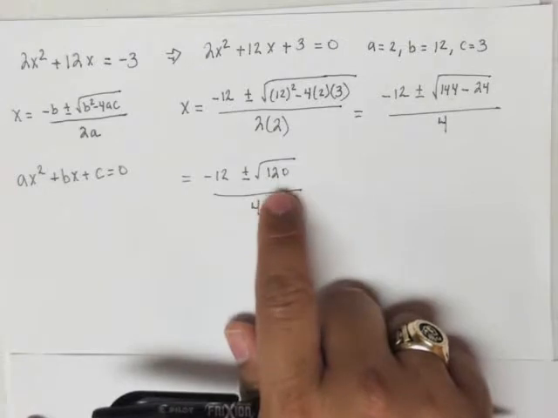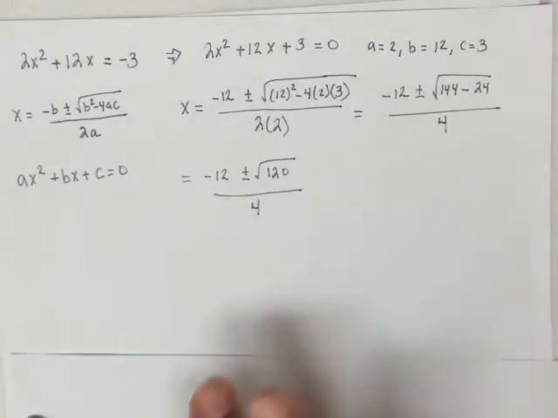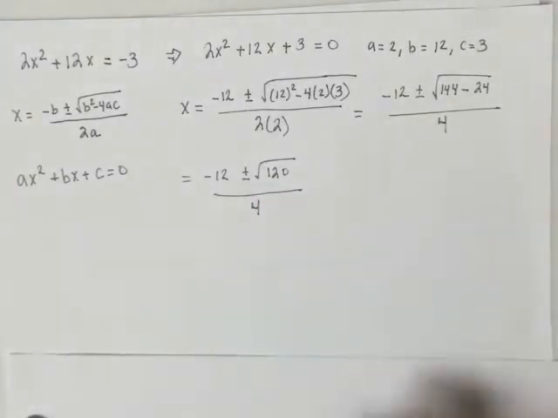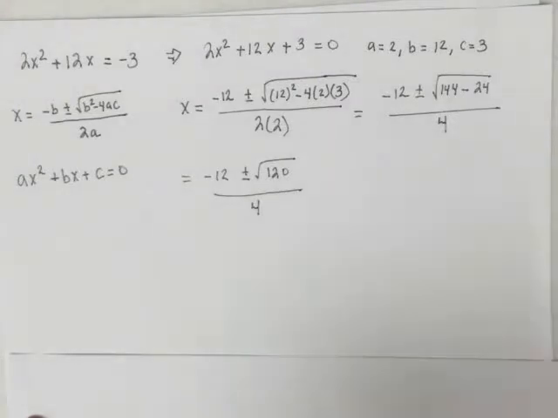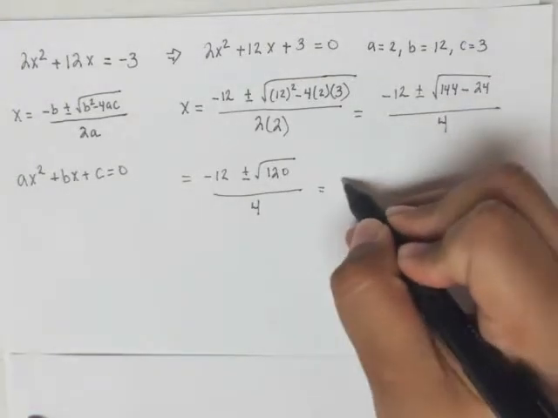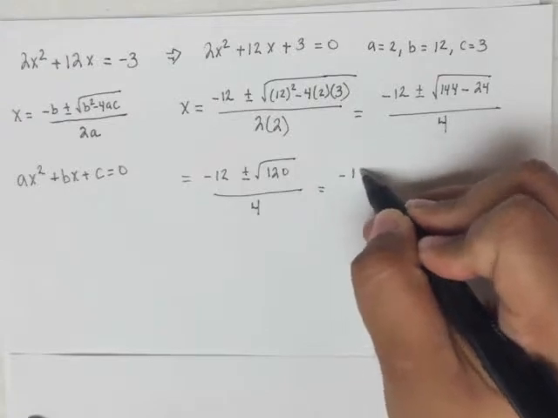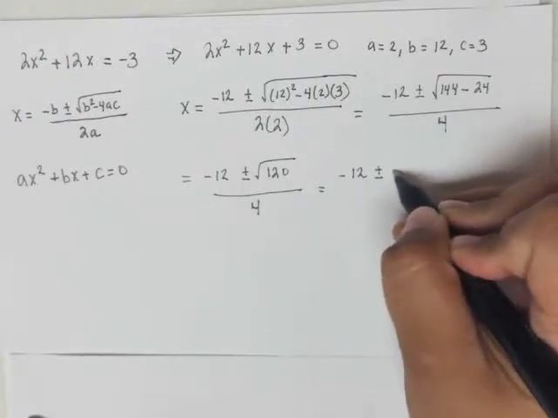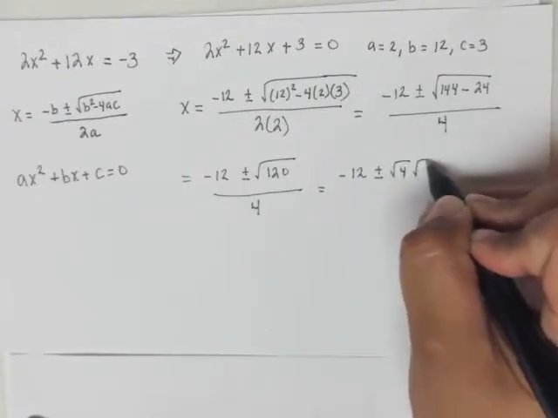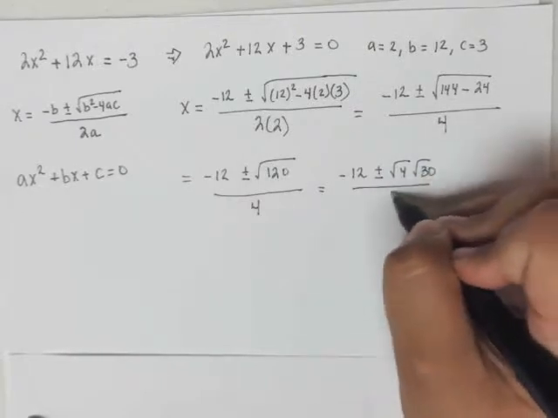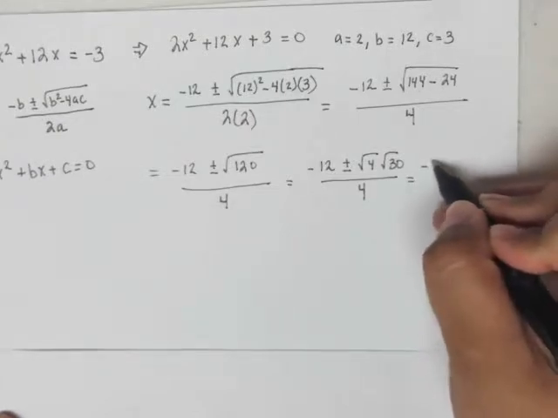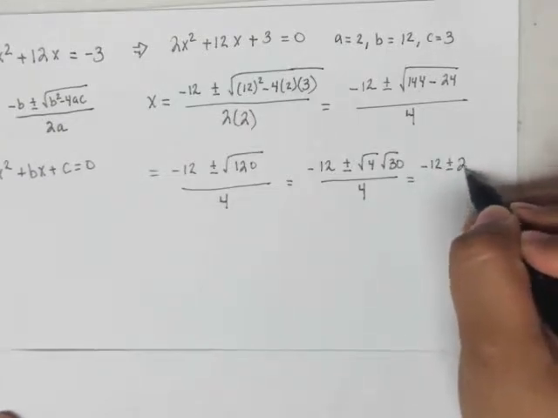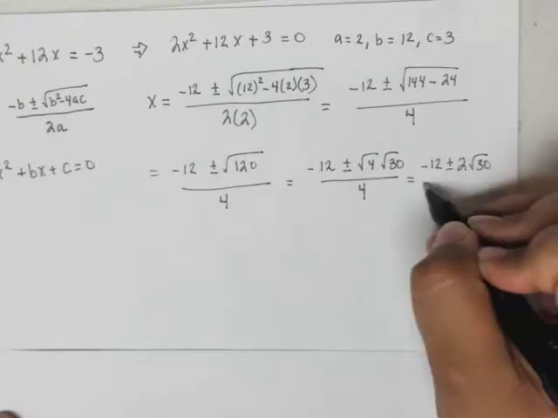Well, unfortunately, I don't see anything beyond 4 times 30 because 30 has no perfect squares inside of it. But 4 goes into 120. We know that for sure. So let's write that out. So we've got negative 12 plus and minus the square root of 4 times the square root of 30 divided by 4. Okay? And we end up with negative 12 plus and minus 2 square root of 30, all divided again by 4.